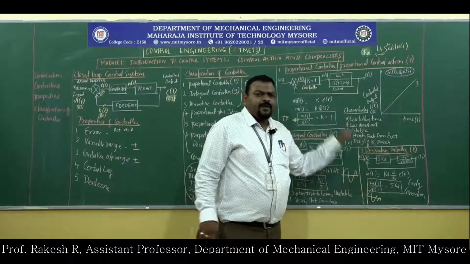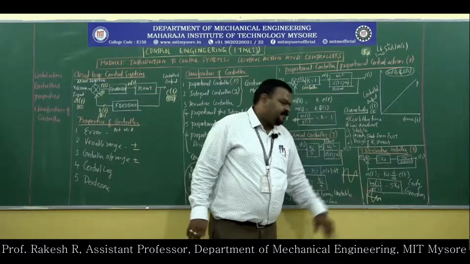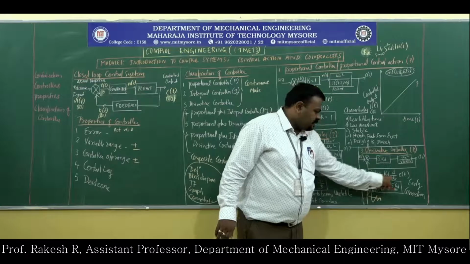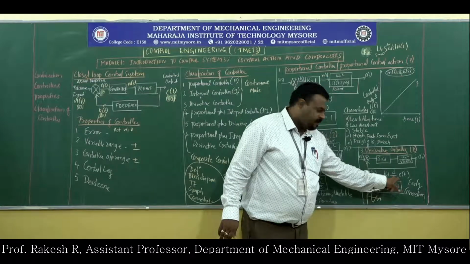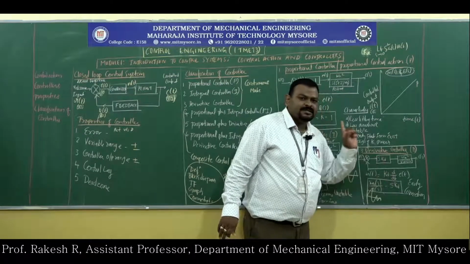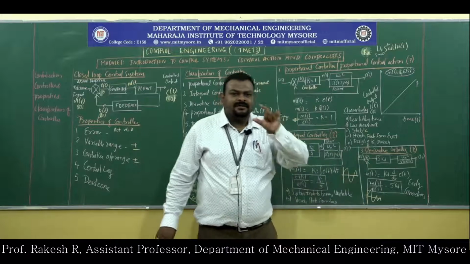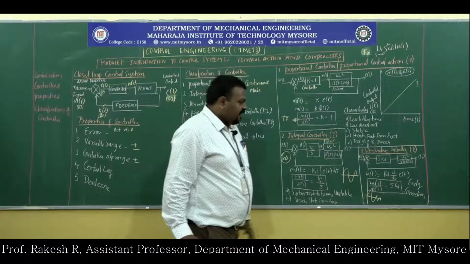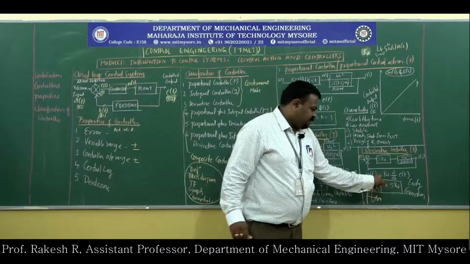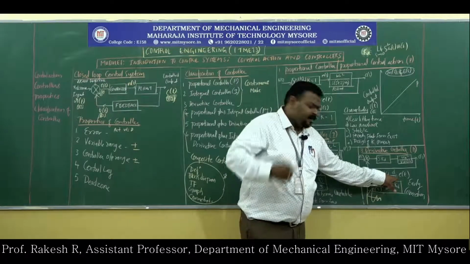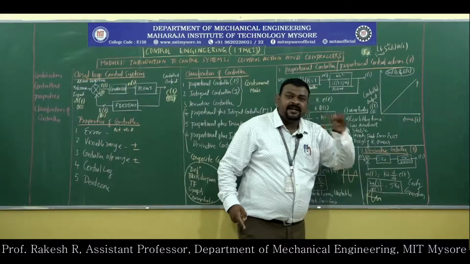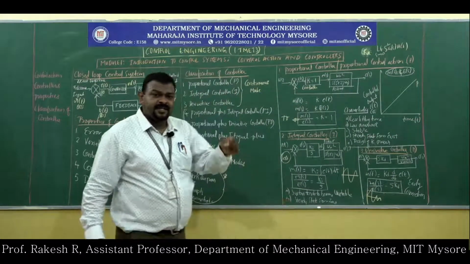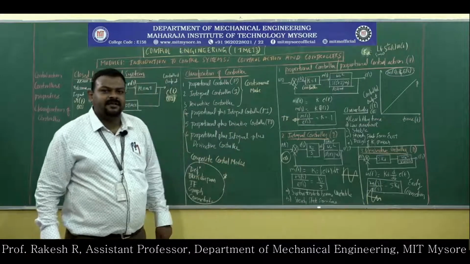When we take the combinations, we will see the graph in detail. And this is how the derivative responds. Since it is a derivative, apply Laplace transformation, you will get S. This is S into Kd. That is the transfer function for the derivative control system. And here, as I said, it is directly measuring the rate of change of error. Since it is measuring rate of change of error, it is giving early correction.